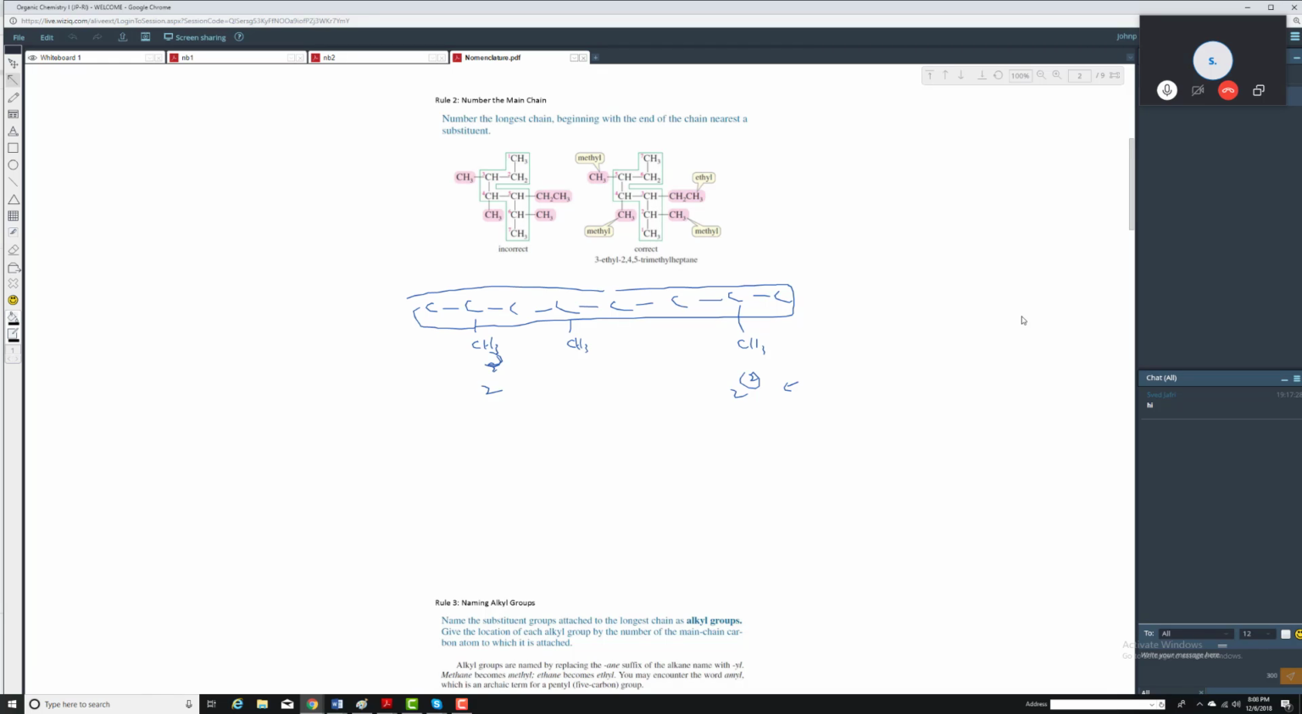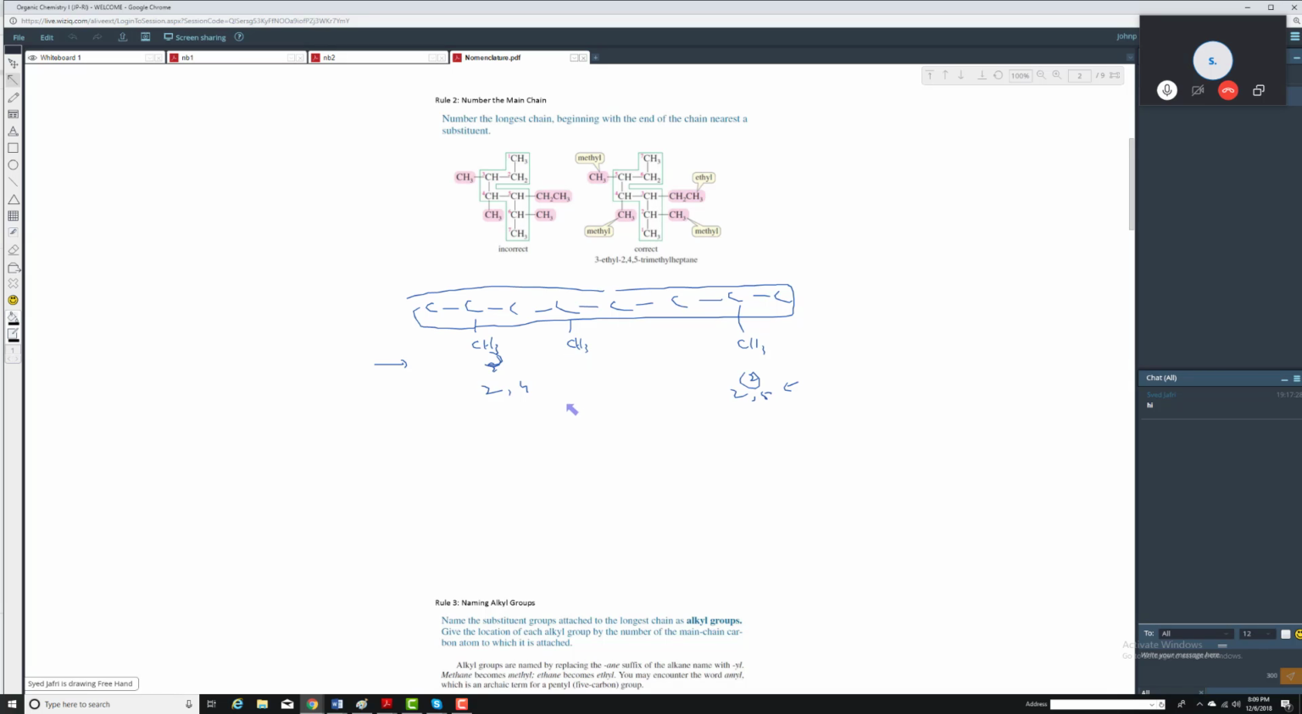If I start from left to right, the second branch appears where? This is telling me don't start up here, start down here. If you start numbering from left to right, this second branch appears on which carbon? What is the number of that carbon in the main chain? Suppose I get 4 here. So if I start from left to right, the second branch appears at 4. Am I right? If you start from right to left, the second branch is going to appear where?